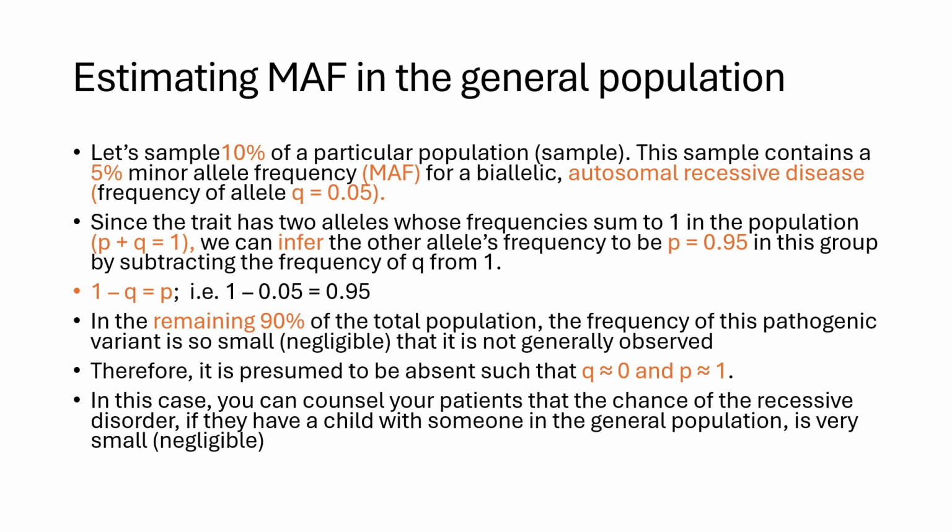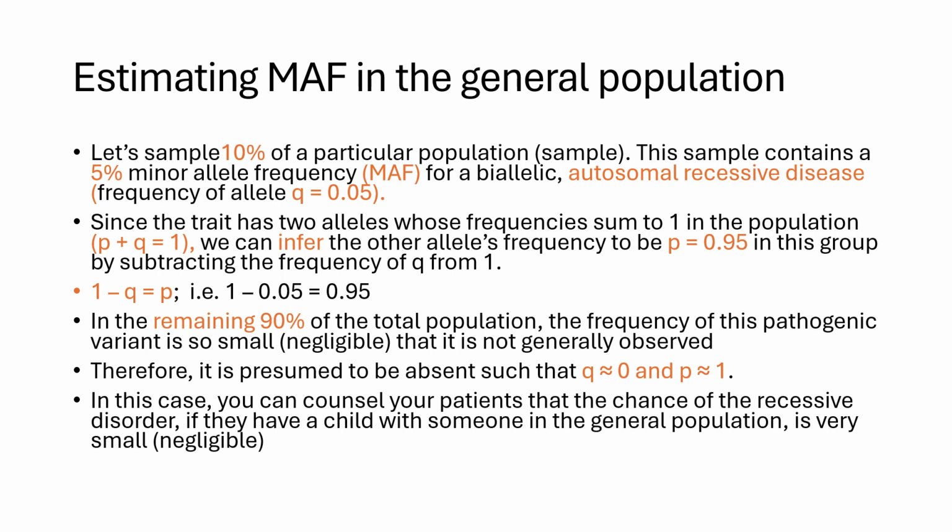So you get all of the frequencies of all of the alleles if you just add up all of the P's and all of the Q's. So P plus Q is 1. Therefore, we can infer the other allele's frequency if we know one allele. So for instance, here we know that the frequency of the Q allele is 0.05. So what is the frequency of the P allele then?